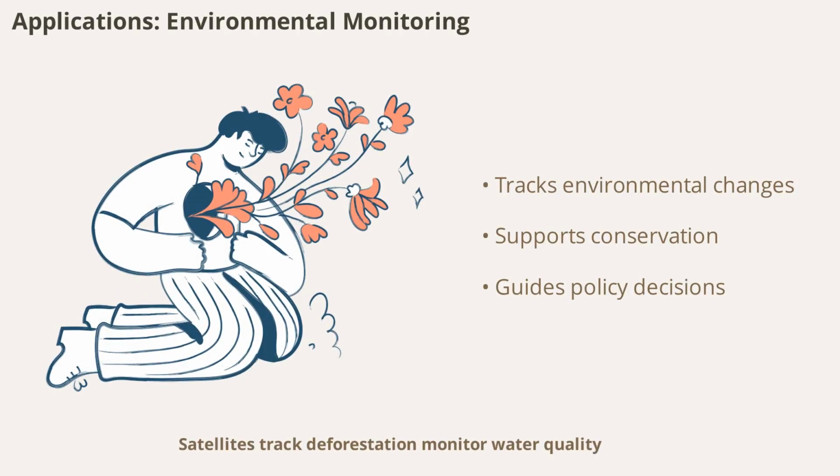Satellites track deforestation, monitor water quality, and observe changes in land use. This information supports conservation efforts, guides policy decisions, and helps scientists understand the impacts of climate change. Remote sensing data is essential for protecting natural resources and promoting sustainable development.